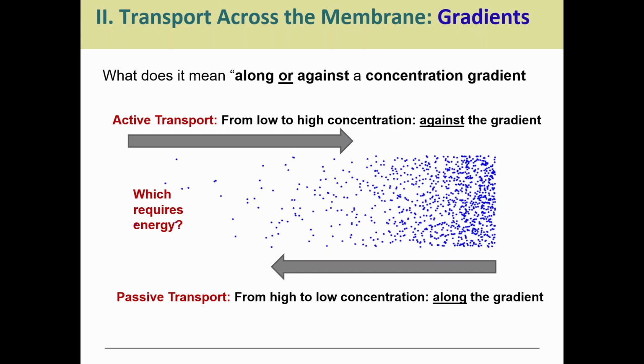Active transport, low to high concentration, against the gradient. We are not looking for equilibrium here. We are trying to prevent equilibrium, right? We're trying to prevent that from happening. We're trying to keep one item on one side of the membrane and something else on the other side, right? We're actively trying to separate things out, and so that takes energy.